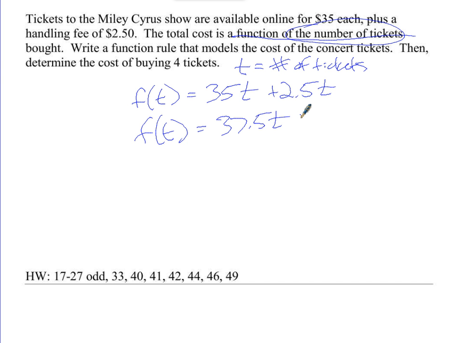Now it says determine the cost of buying 4 tickets. So what will I write? F of 4 equals. Now we substitute in. And what is 37.5 times 4? What is 0.375 times 4? What is 3/8 times 4? Would have been 3/2, which is 1.5, which is... So you get $150 for those 4 tickets. Luckily, I only bought 2, so I only had to spend $75.